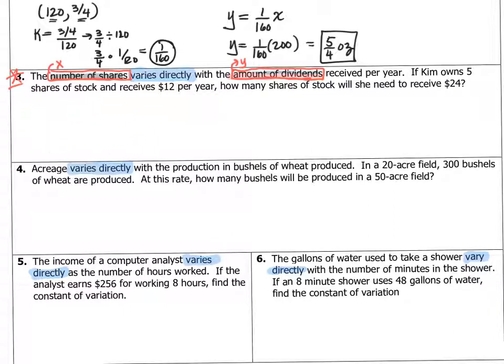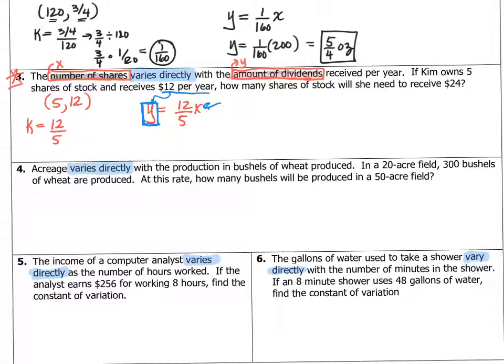K is still Y over X, so if Kim owns 5 shares of stock and gets $12, my K is going to be 12 over 5. So my equation is Y equals 12/5 X. That's the relationship between shares and dividends. And if I want to receive $12 per year in dividends, I would be putting that 12 right here and solving for how many shares I would need.